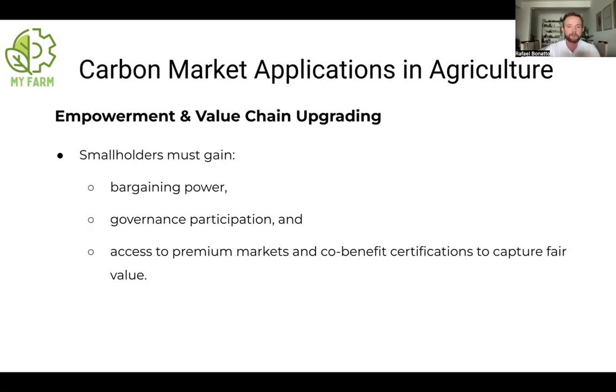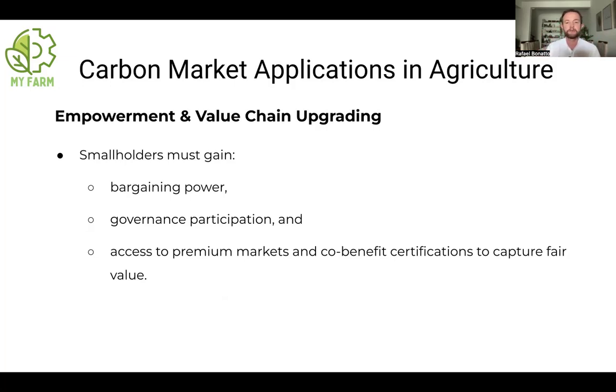Regarding the empowerment and value chain upgrading, still regarding some of the bottlenecks that can become benefits, smallholders must gain bargaining power, the capacity of bargaining, the capacity of dealing, governance participation, so they must be heard, they must be part of the process in carbon projects, saying, look, I wanted this, and my limitations are those, and my goals are these. It's not a goal of the carbon developer, it's a goal of the farmers.